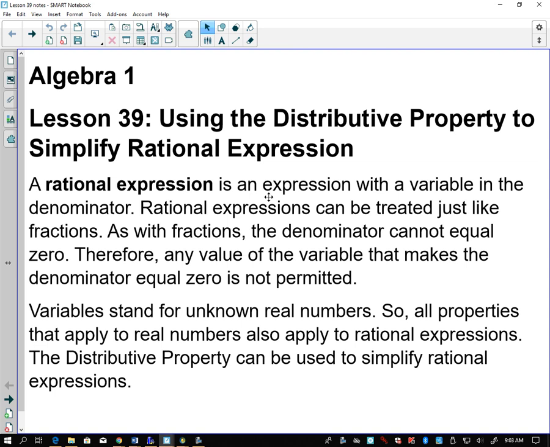Variables stand for unknown real numbers, right? They're placeholders. So all properties that apply to real numbers are also going to apply to rational expressions. So remember that we're talking about a category of numbers when we say real numbers, right? Real numbers are opposed to imaginary numbers, which you haven't gotten into yet, so you don't have to worry about those. The distributive property can be used to simplify rational expressions.